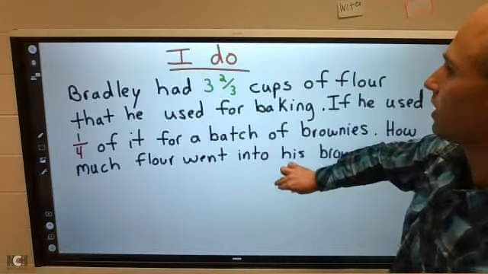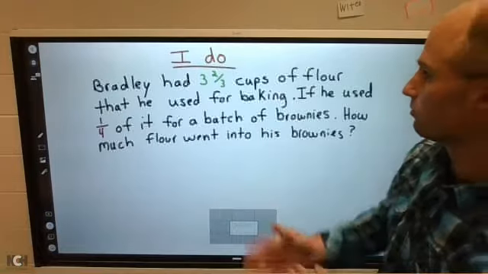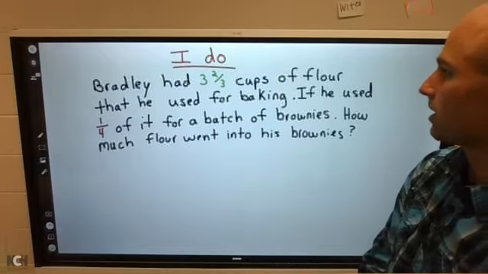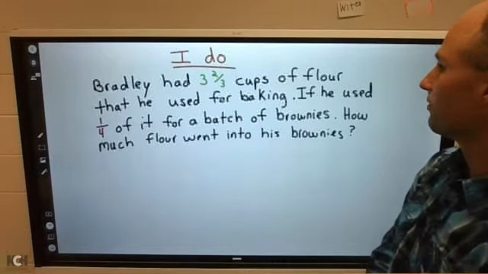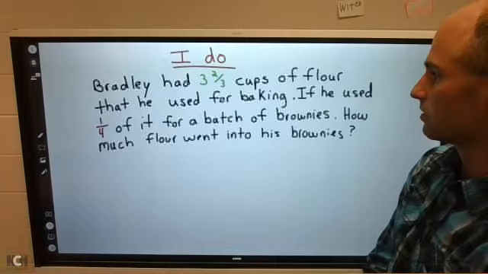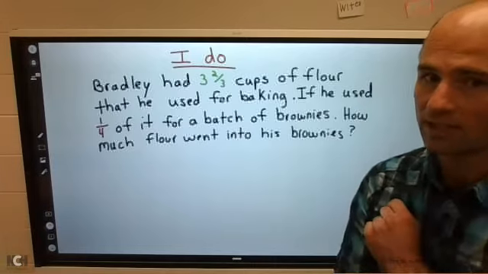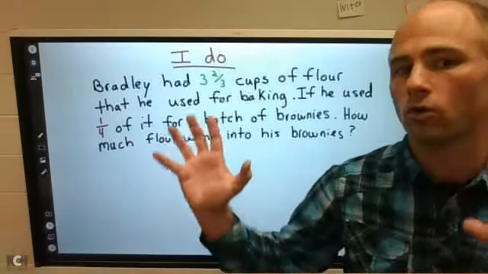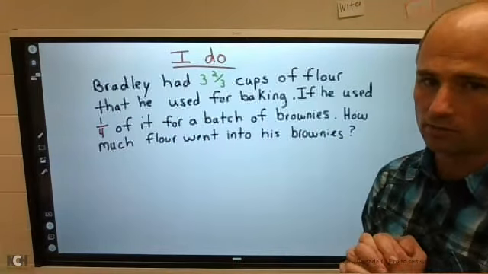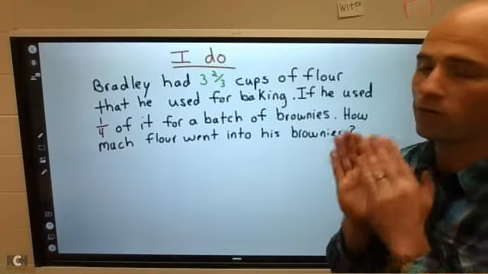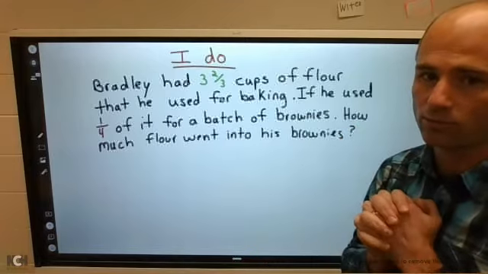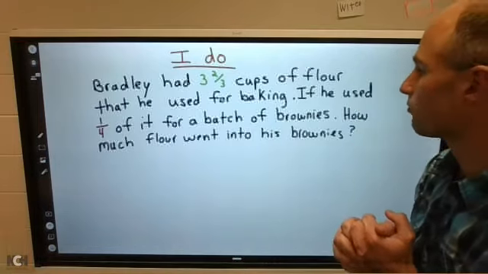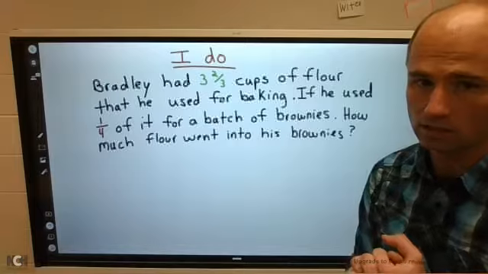All right, so here's our I do problem. So I'm going to do this for you. All right, Bradley had 3 2/3 cups of flour that he used for baking. If he used 1/4 of it, just 1/4 of it, he didn't use 4, he used 1/4. He didn't even use a whole bag of flour. Okay, he used 1/4 of it for a batch of brownies. So I'm hoping he's going to give some to Mr. Brislin. Okay, how much flour went into his brownies?